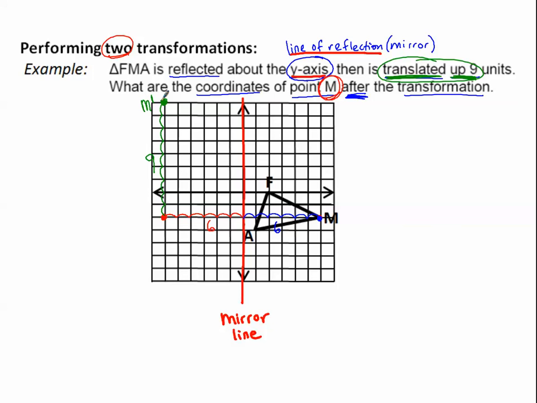So I used the graph to help do it. But notice it says, what are the coordinates of point M? So to find that, I have to count from the origin. Here's the origin, so let's count in the x direction first. 1, 2, 3, 4, 5, 6 to the left, so M prime, -6, and then 1, 2, 3, 4, 5, 6, 7 up. And there I have it. M prime is at (-6, 7).